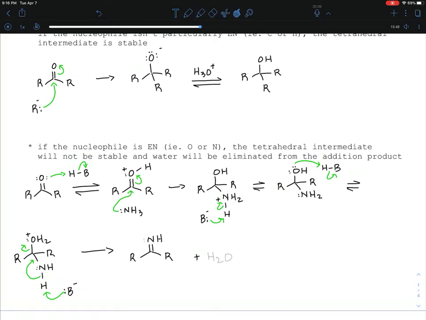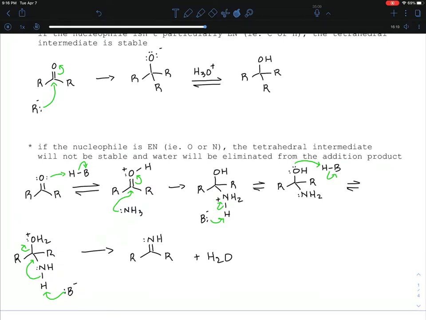Plus water. See how water was eliminated from the addition product. So with our tetrahedral intermediate, when we have a more electronegative nucleophile, like an oxygen or a nitrogen, the tetrahedral intermediate is not going to be stable. And so we're going to end up doing a little shuffling around of these protons, and we're going to eliminate one equivalent of water, and we make a totally new functional group.